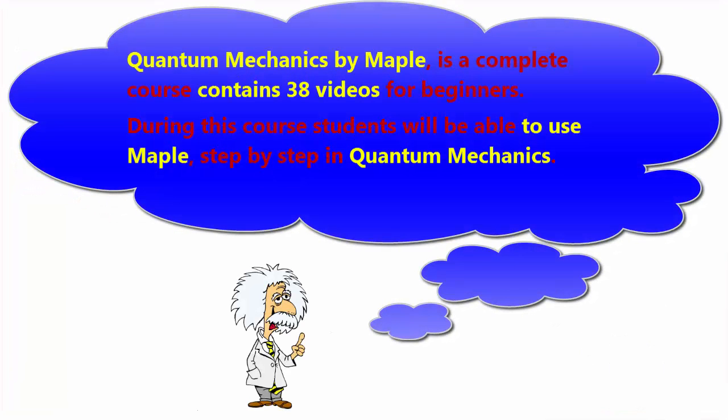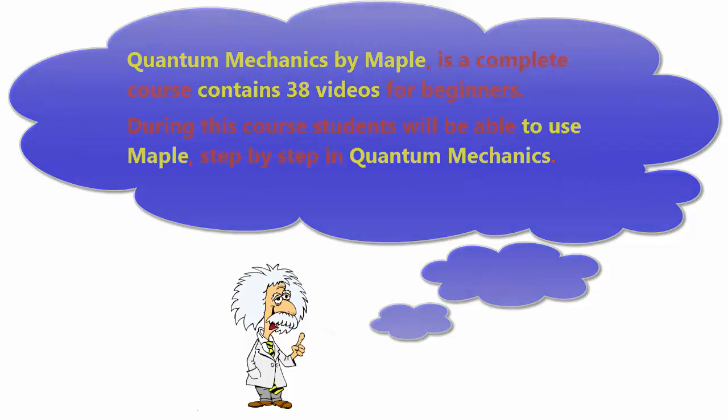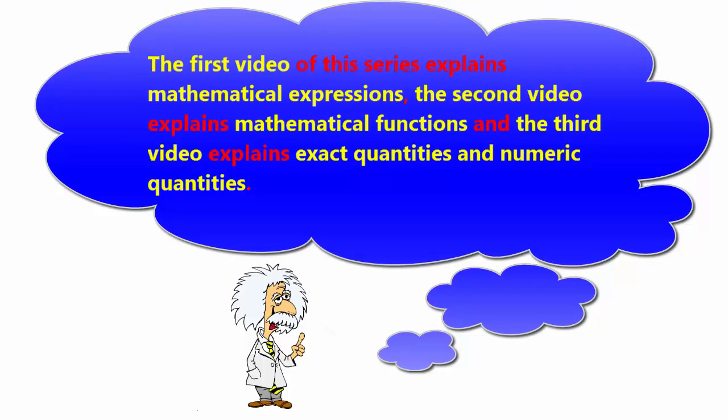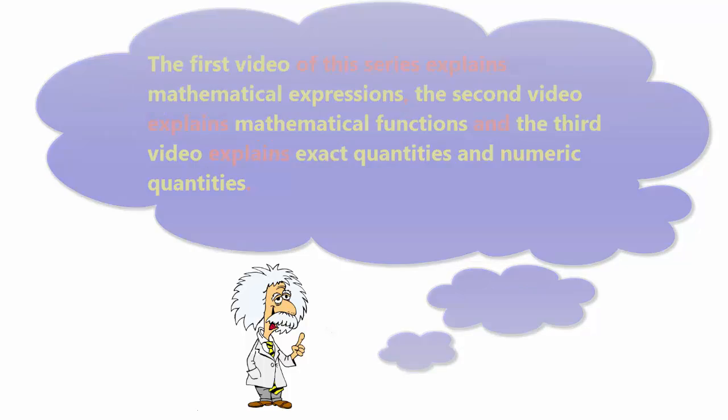Quantum Mechanics by Maple is a complete course, containing 38 videos for beginners. During this course, students will be able to use Maple step by step in quantum mechanics. The first video of this series explains mathematical expressions, the second video explains mathematical functions, and the third video explains exact quantities and numeric quantities.